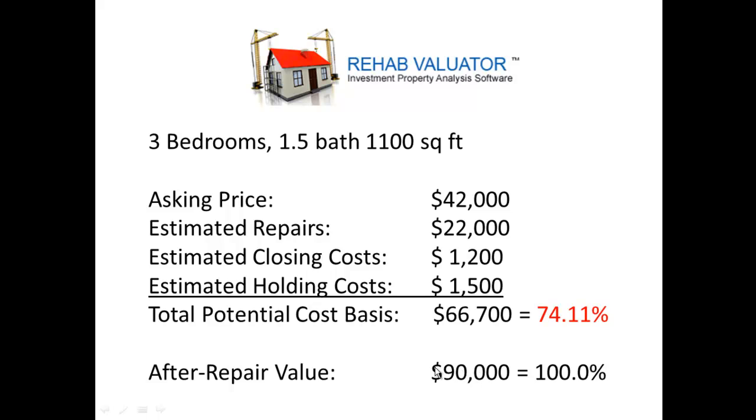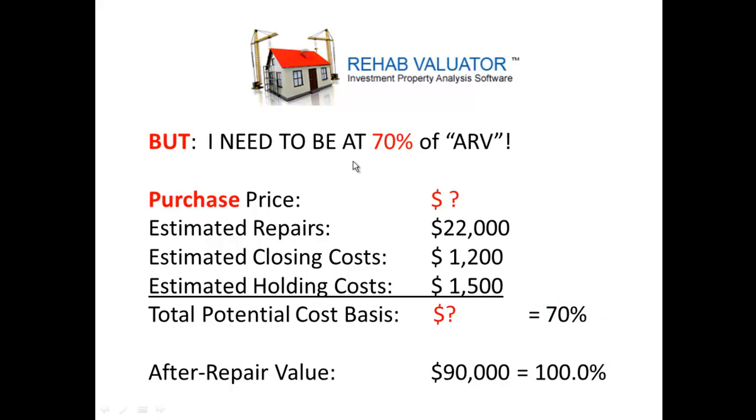I estimated after repair value before I bought this property to be $90,000. And by the way, it's kind of crazy, but it ended up appraising after I was done with the renovations at exactly 90 grand. So my total potential cost basis would have been 74% of after repair value. But I need to be at 70% or lower.